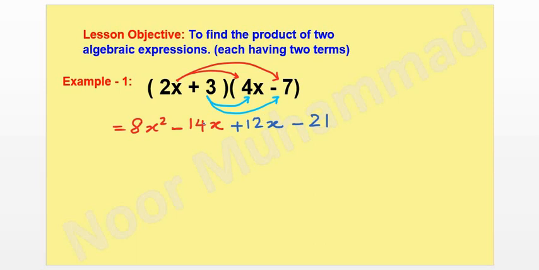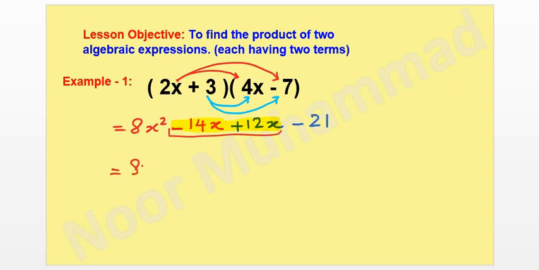Now after that, we have to check whether we have any like terms in this expression. Yes, negative 14x and positive 12x are like terms. Having like terms in an expression means that we can add them or subtract them according to their signs. Clearly, 14 has a negative sign and 12 has a positive sign.